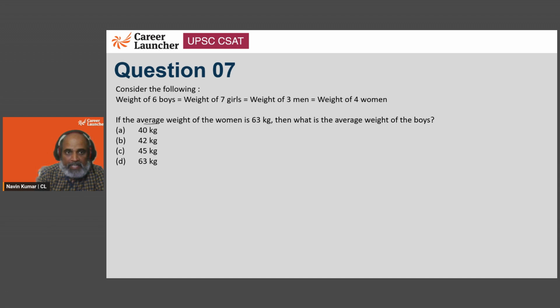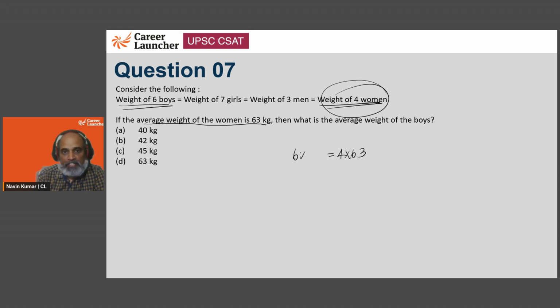if we say that the average weight of the women is 63 kgs, we are indirectly saying weight of one woman is 63. That's what average is. So if we only look at the first and the last phrase, we can say that weight of 4 women, it's going to be 4 into 63, which is going to be same as weight of 6 boys. So the weight of boys or weight of one boy, it's going to be 4 into 63 by 6.